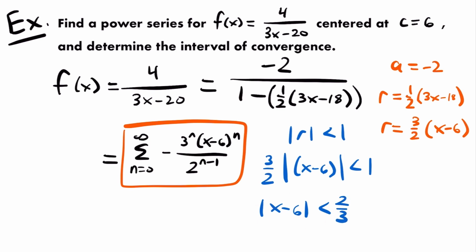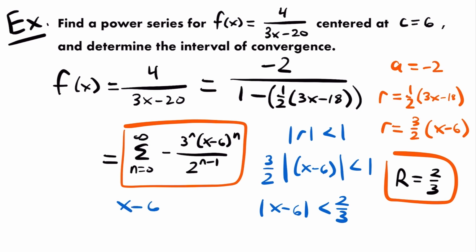And right here, we can determine the radius of convergence because we have the absolute value of x minus 6, the part that's raised to the power of n in our power series. And so since that's less than 2/3, we could say that the radius of convergence is equal to 2/3. All right, so if you wanted to make a note of that, you could. But what this statement is telling us is that x minus 6 is less than 2/3, but greater than negative 2/3. All right, that's what the absolute value of x minus 6 less than 2/3 is saying.